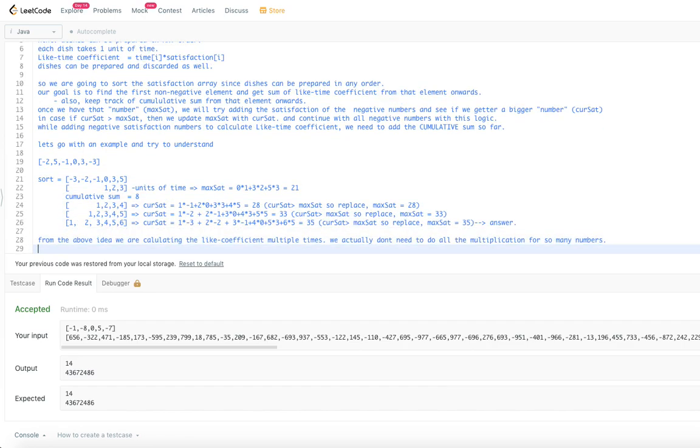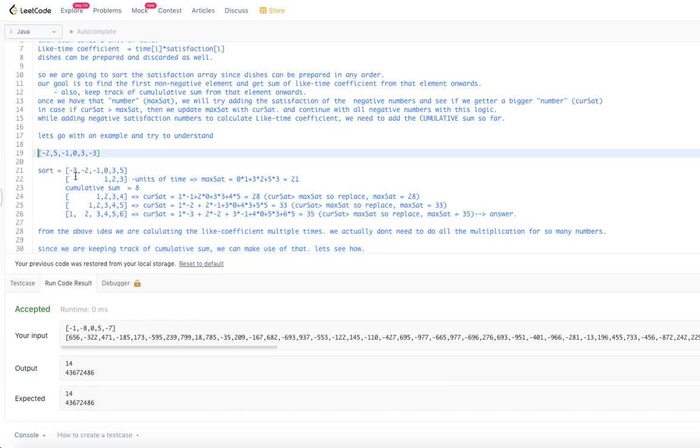So now this is the example. This is the satisfaction array, right. Now the first step is sorting. It will be sorted in ascending order: minus 3, minus 2, minus 1, 0, 3, 5, right. Once we sort, our goal is to first find the first non-negative number. What is the first non-negative number? This is this one, right.